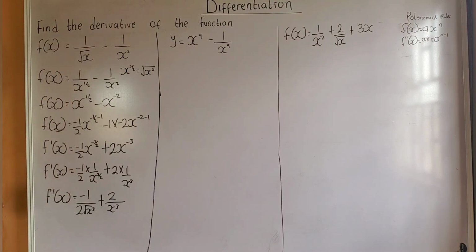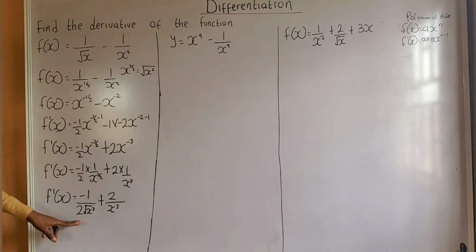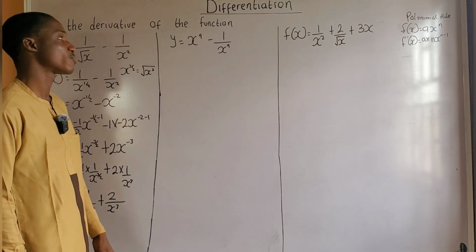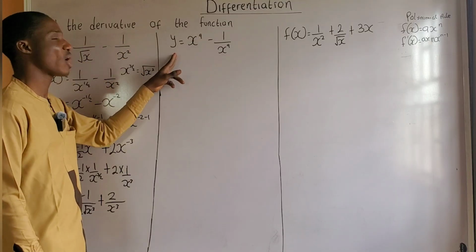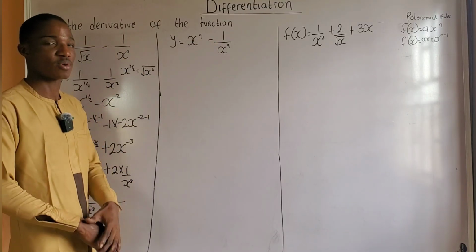So the solution to the derivative of f of x equals 1 over root of x minus 1 over x squared is negative 1 over 2 root x raised to the power of 3 plus 2 over x raised to the power of 3, okay? So that is the solution to that question, okay? Let's consider this question as well. We have, find the derivative of the function y equals x to the power of 9 minus 1 over x to the power of 9.